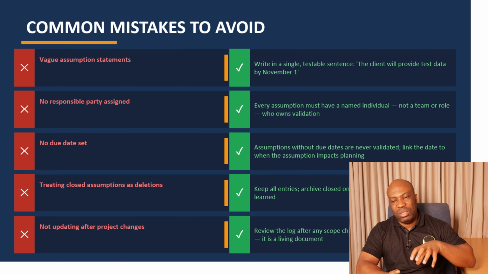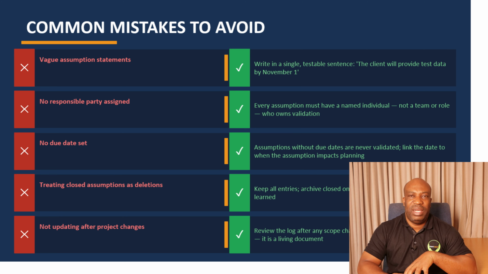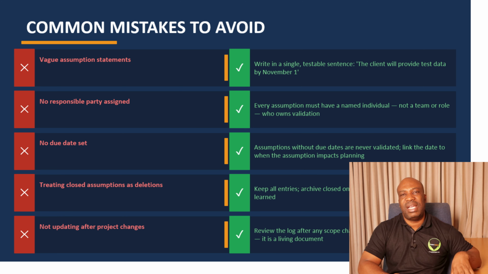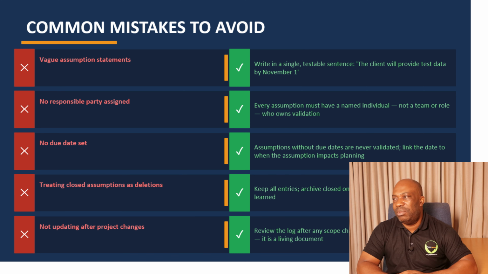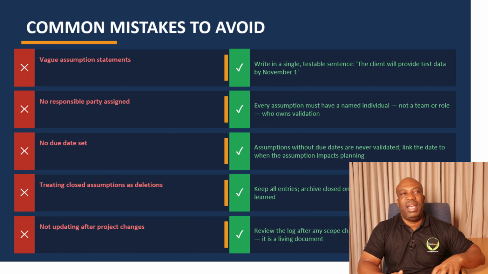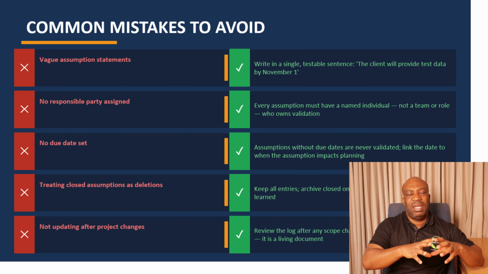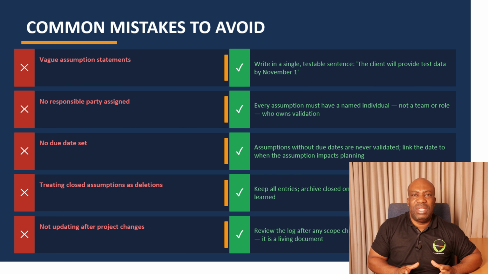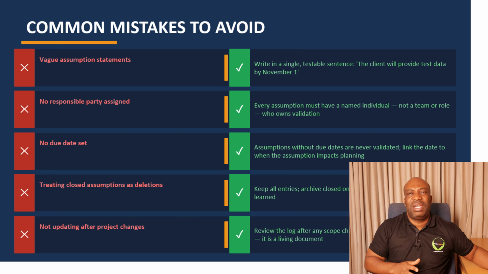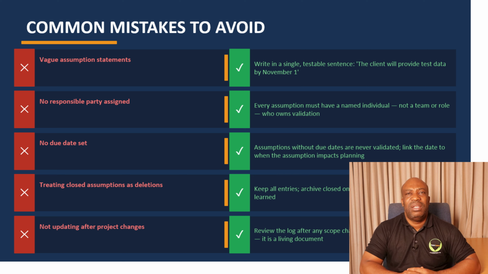So a responsible party should always be assigned to an assumption. Don't make the mistake of not assigning a responsible party in the assumption log. Every assumption must have a named individual, not a team or role. Who owns that? Don't say it's this department. Put the actual team member names. Remember we said the assumption log is mostly created by the project team members. So put names. Who is going to be responsible for validating that specific assumption?